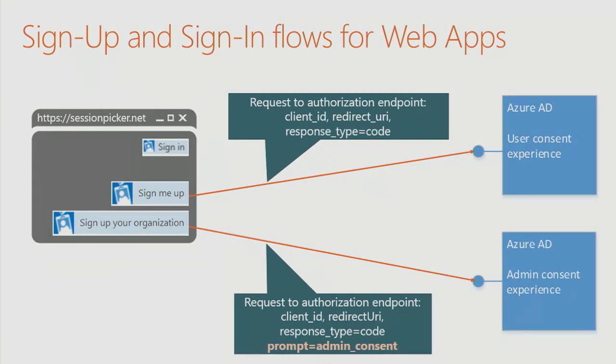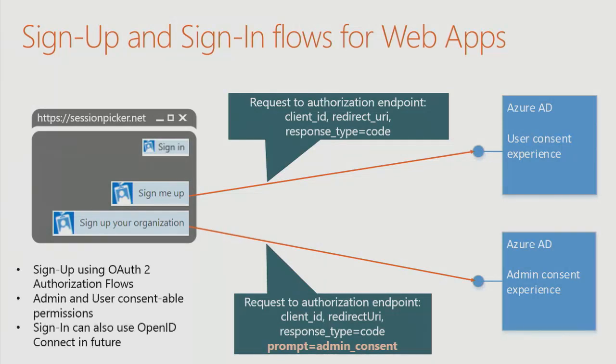And they're all very similar, so there are not a lot of things. That's one of the beauties of this model. It uses the same OAuth2 protocol. You just have to decorate one of the initial requests that you make to the authentication or authorization endpoint to say, I want to execute the admin consent path versus the end user path.